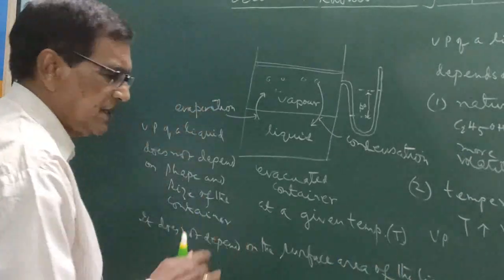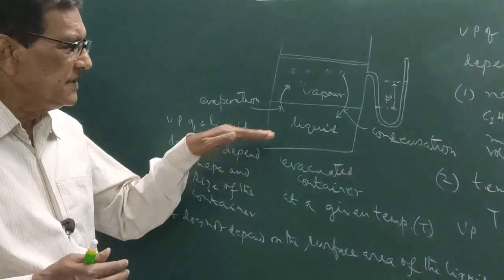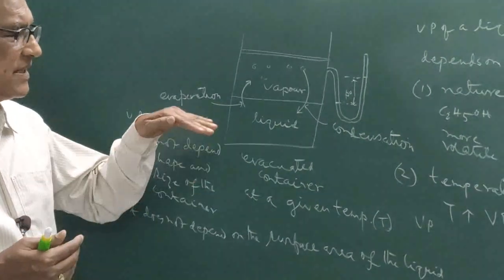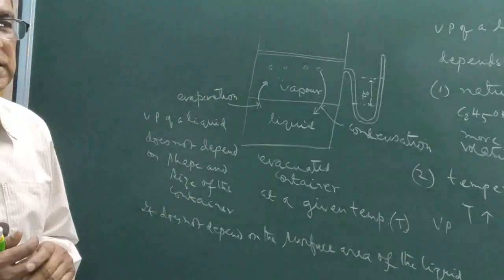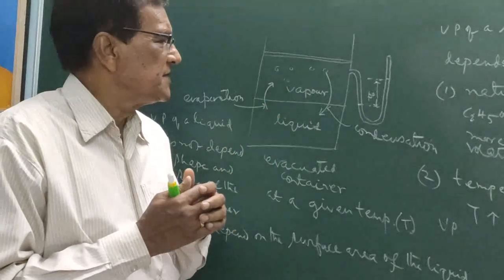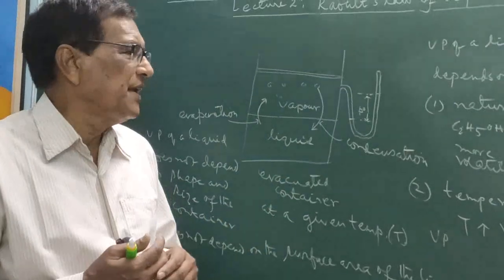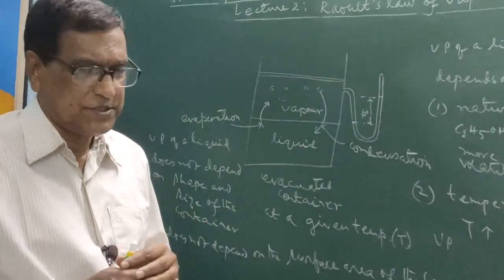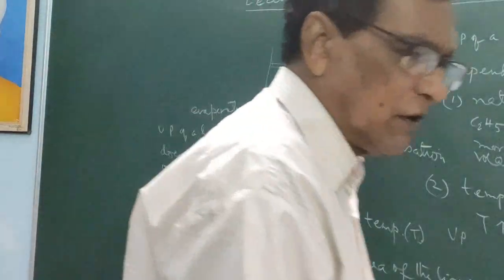This is very interesting to consider. As the surface area is increased, there will be more evaporation, but the vapor pressure, which is the thrust given by the vapors on the walls of the container per unit area, will remain fixed. So these are all about the vapor pressure of a liquid.